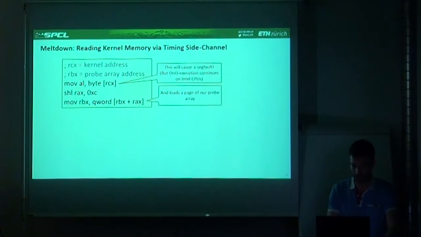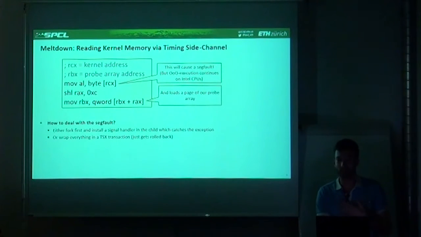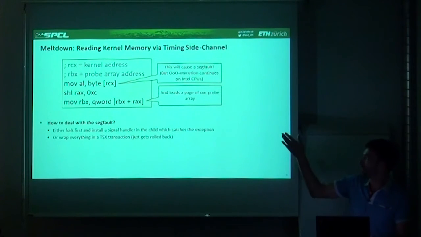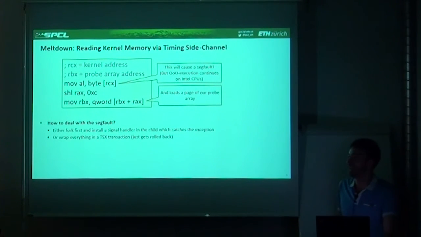The only problem is, how do we deal with this seg fault? I mean, this seg fault is still going to happen, right? So this is basically a race condition. Will this out of order execution be fast enough to complete everything before this seg fault happens? And then this seg fault eventually happens, and maybe we have 1 byte, but not more. But what can we do?